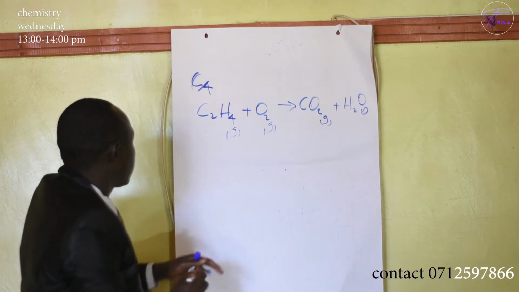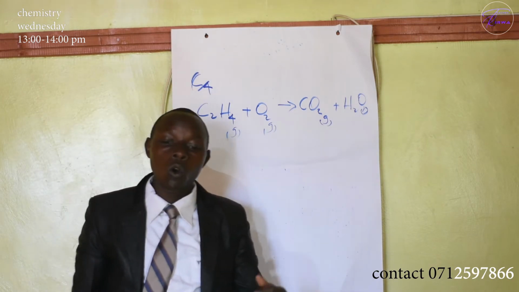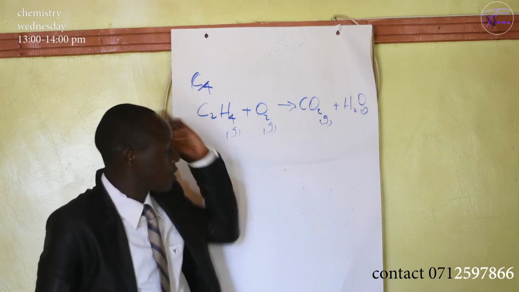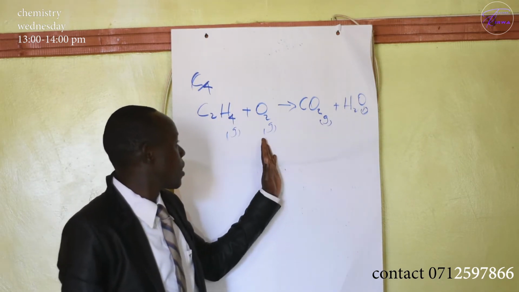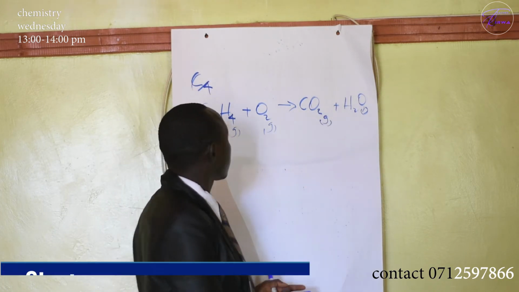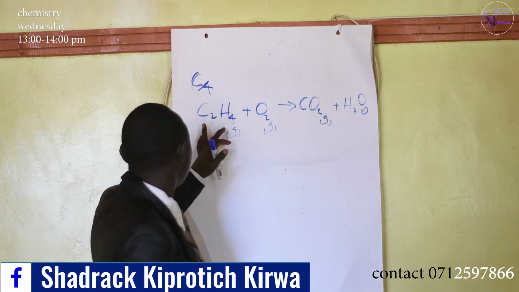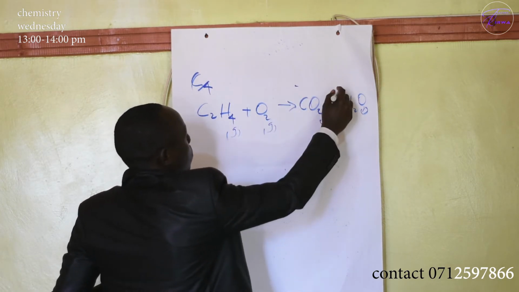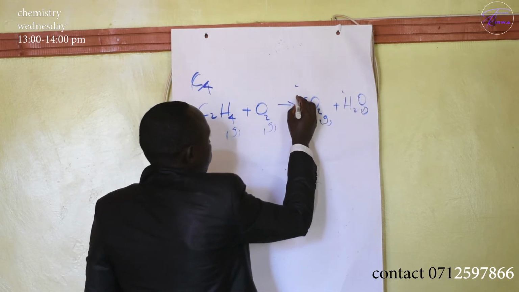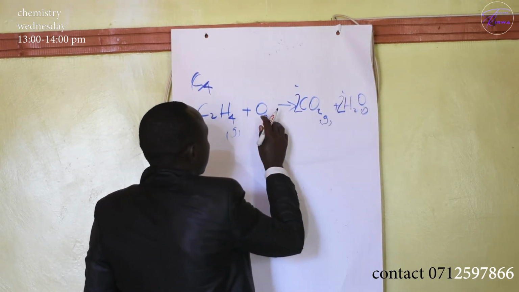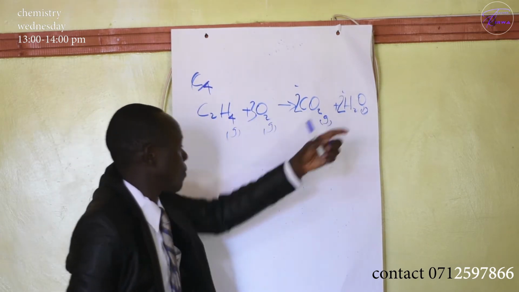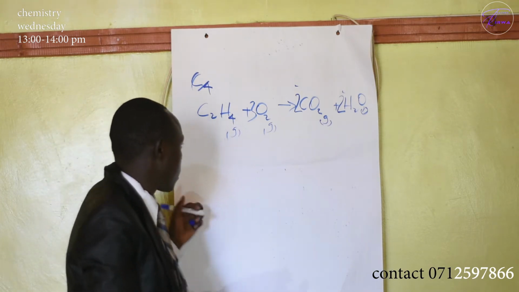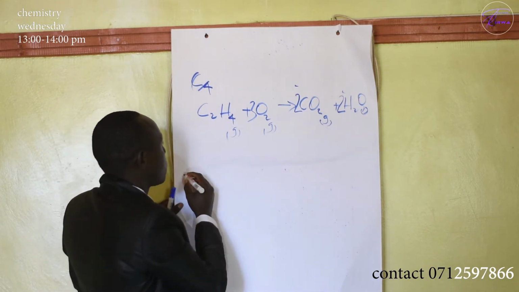So when alkenes are burned in air, actually all hydrocarbons, all organic compounds, burn in oxygen to form carbon dioxide and water. Balancing that, these two will be 4, 2 there, then 3 here. So we have 2, 2, 3, 6, 4, correct. So that is how alkenes burn in air to form carbon dioxide and water.